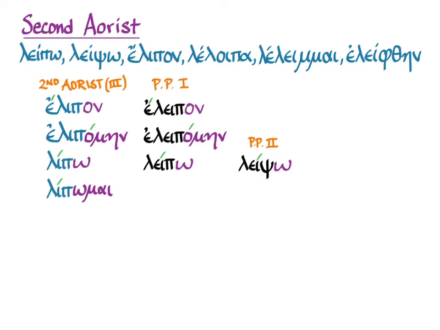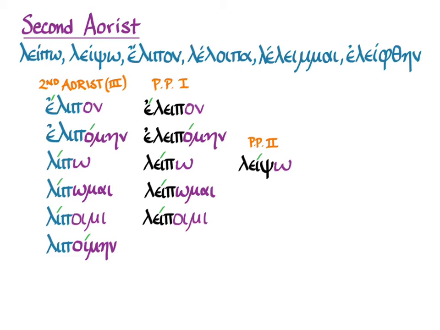Lipomai is the second aorist subjunctive middle. Lepomai is the present subjunctive middle or passive. Lipoimi is the second aorist optative active, whereas lepoimi is the present optative active. Lipoimen, aorist optative middle. Lepoimen, present optative middle or passive.